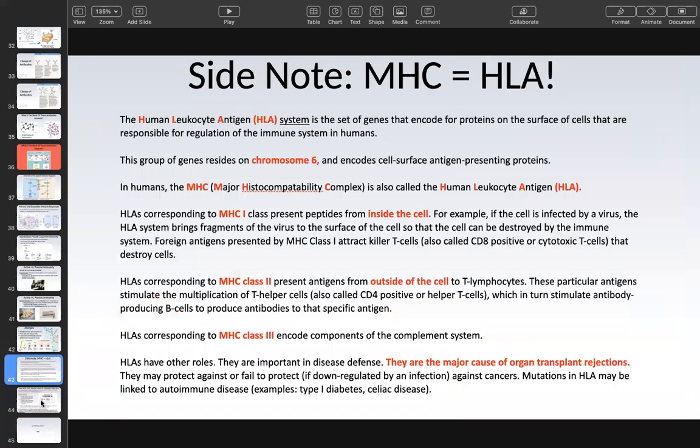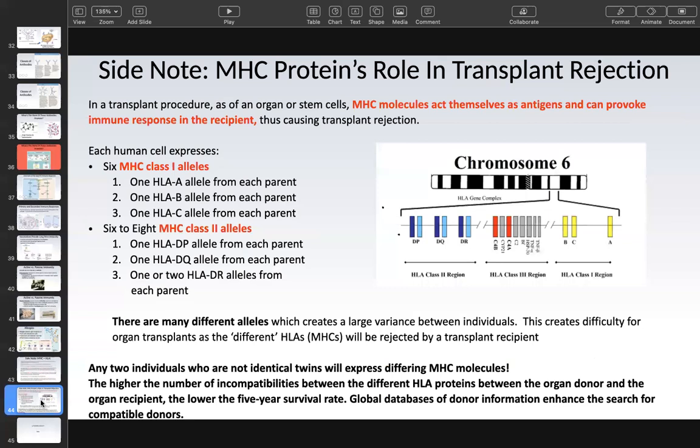There are several slides that give you more background to the major histocompatibility complex, which I am more than happy to answer any questions about at a different time.